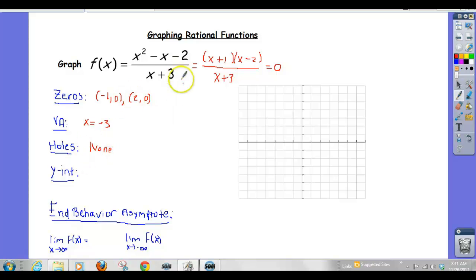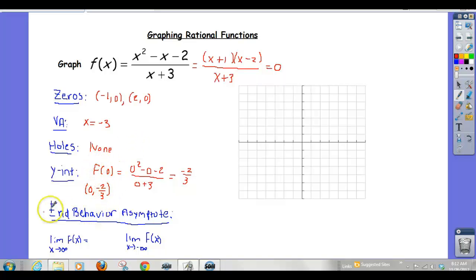And our y-intercept we get by plugging 0 into the function. So our y-intercept would be f of 0 equals 0 squared minus 0 minus 2, divided by 0 plus 3. And notice all these zeros go away, we're left with negative 2/3. So that means the y-intercept is (0, -2/3). So far I don't think there's anything new.